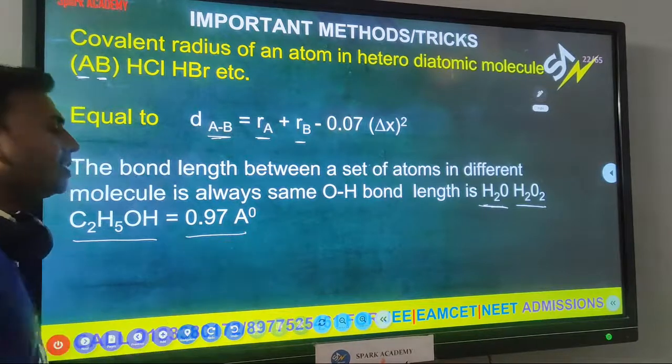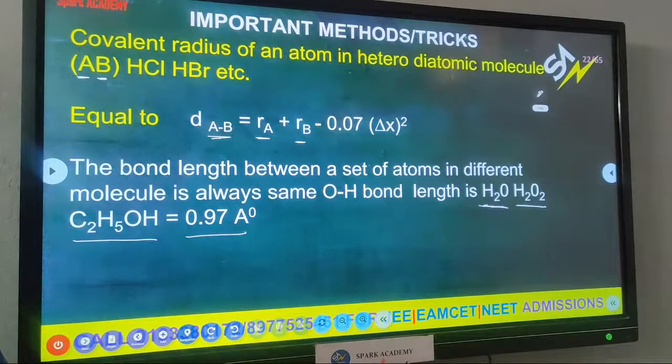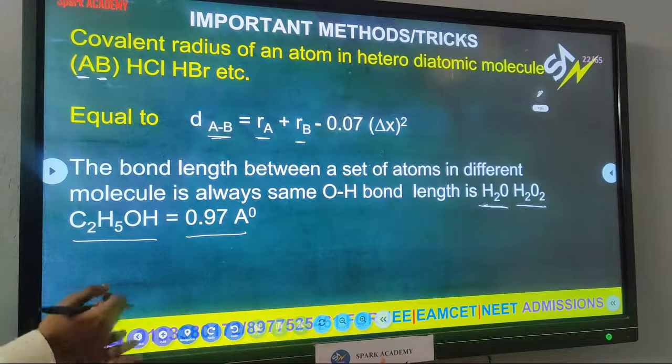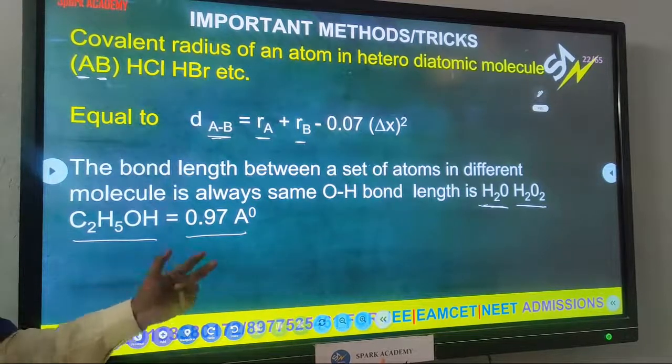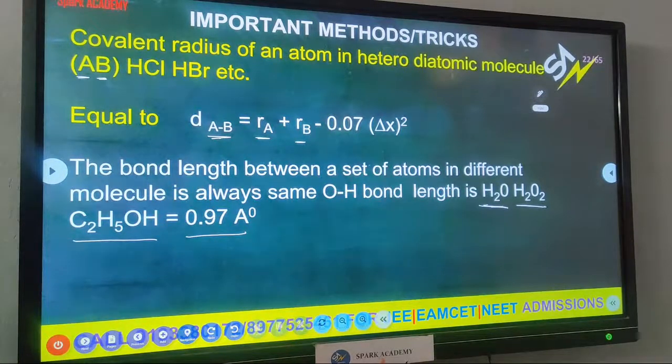How much is that? 0.97 angstrom units. So what is our intention to explain here? The OH bond is the same even in different molecules. The distance is the same in different molecules like H2O, H2O2, C2H5OH. All are examples of covalent molecules, and all are examples of heterodiatomic molecules. The OH bond is present in all of them, but that bond is the same. Clear?